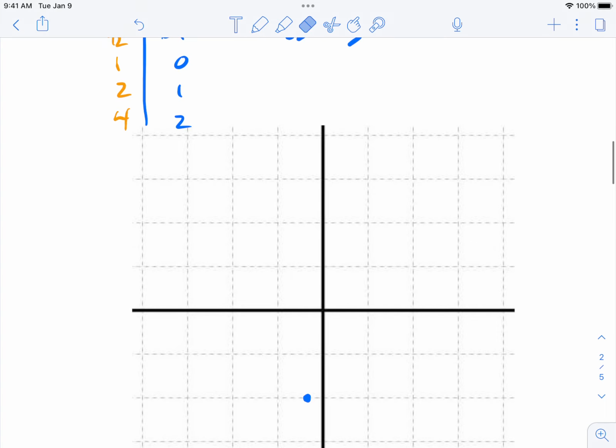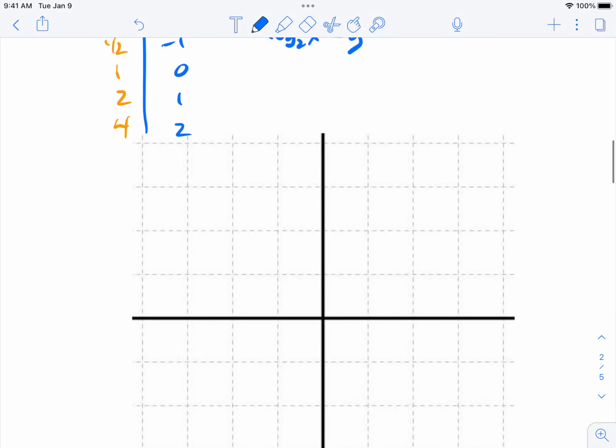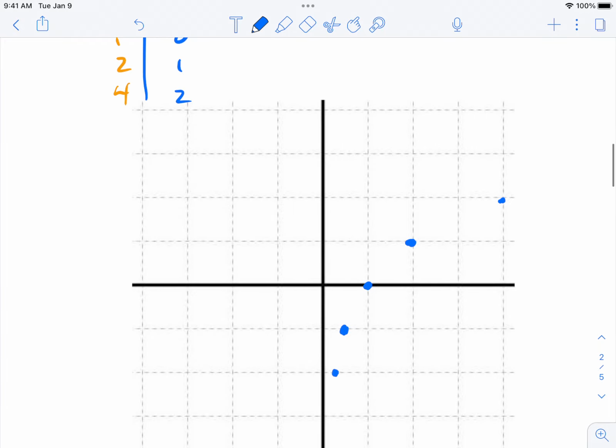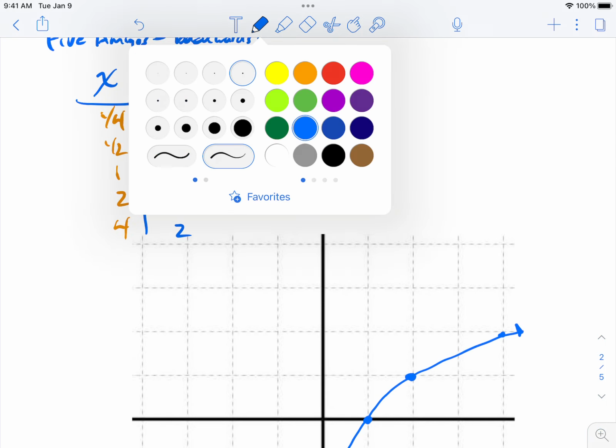I read it wrong. Try this again. When x is 1/4, y is -2. So it'd be like down about here someplace. When x is a half, y is -1. When x is 1, y is 0. When x is 2, y is 1. When x is 4, y is 2. It goes something like this. Now if we were to graph 2 to the x, let's do that in a different color.